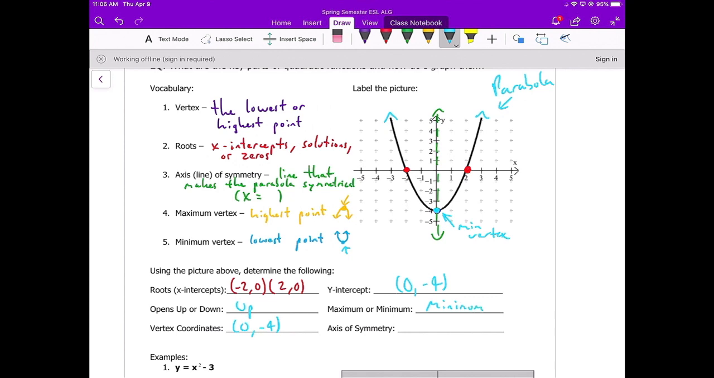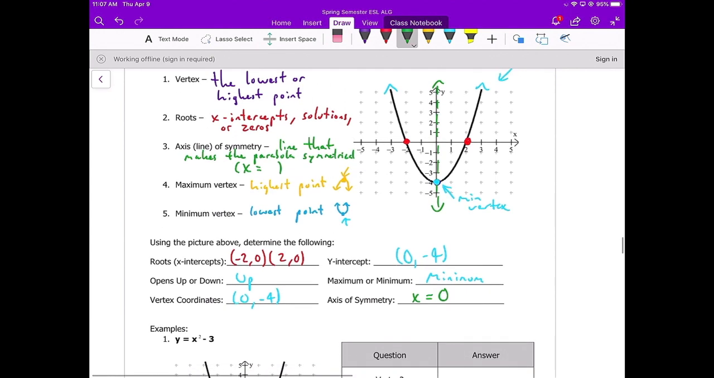When you see the words maximum or minimum, what it's asking you is to pick one of the two. Is the vertex at a minimum or a maximum point? In the axis of symmetry we did in green, it's going to be x equals 0. It's where is the vertical line, this vertical line that cuts the parabola in half.